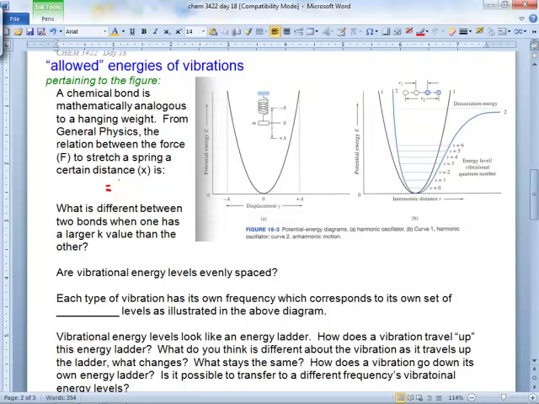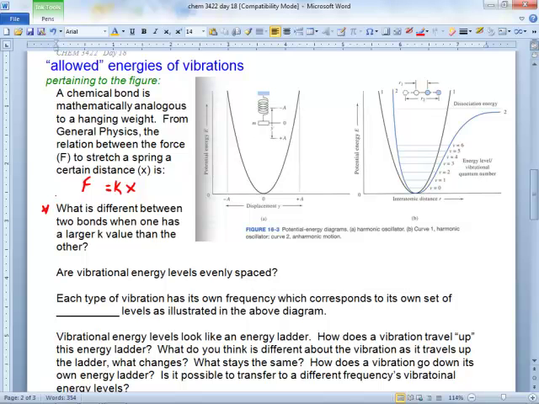F equals, do you remember what it was? Traditionally, something times X. Anybody help her? K. What was the K called? Spring constant. All right. What is different between two bonds when one has a larger K value? Exactly. The force is going to be different.